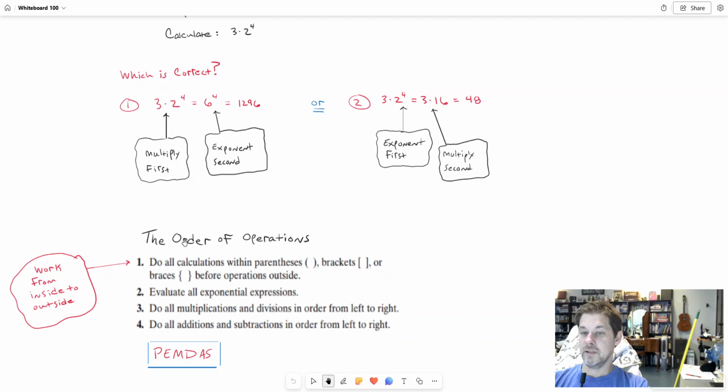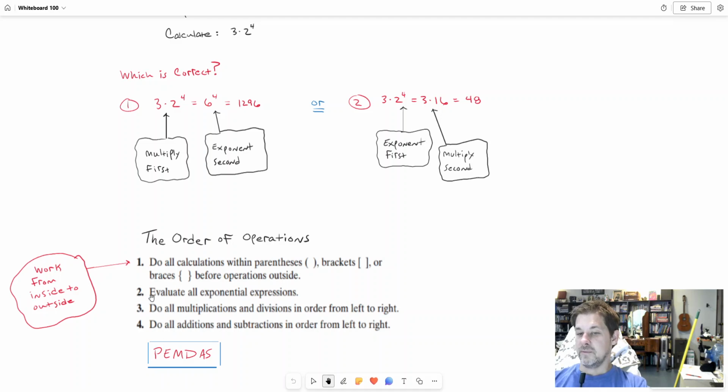Well, here's the order. So first we do all calculations within parentheses or brackets or braces before any operations outside. And we work from inside to outside within the parentheses, brackets, or braces. Now, to see exactly how that might look, I'll show you some examples in a minute. But parentheses come first. Okay.